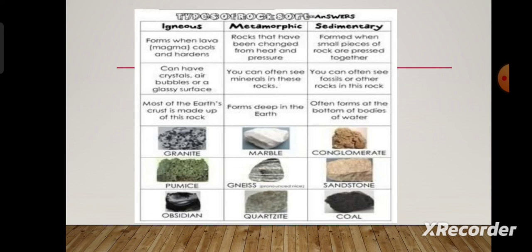And sedimentary rocks are formed from sediments, the small particles. When igneous rock gets broken down into smaller particles, called sediments, these sediments get deposited at particular locations and form a layer of sediments that forms a sedimentary rock.